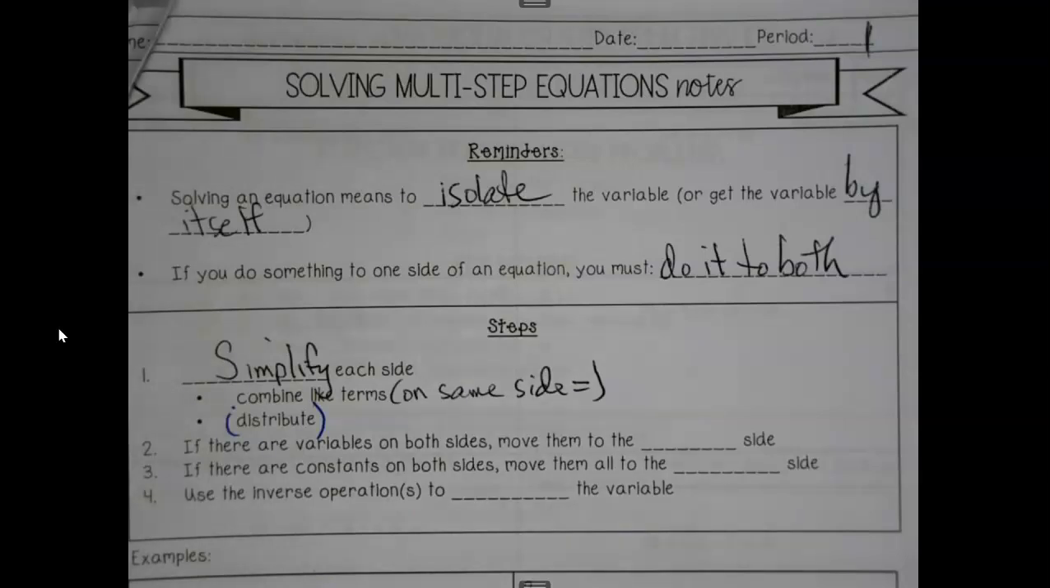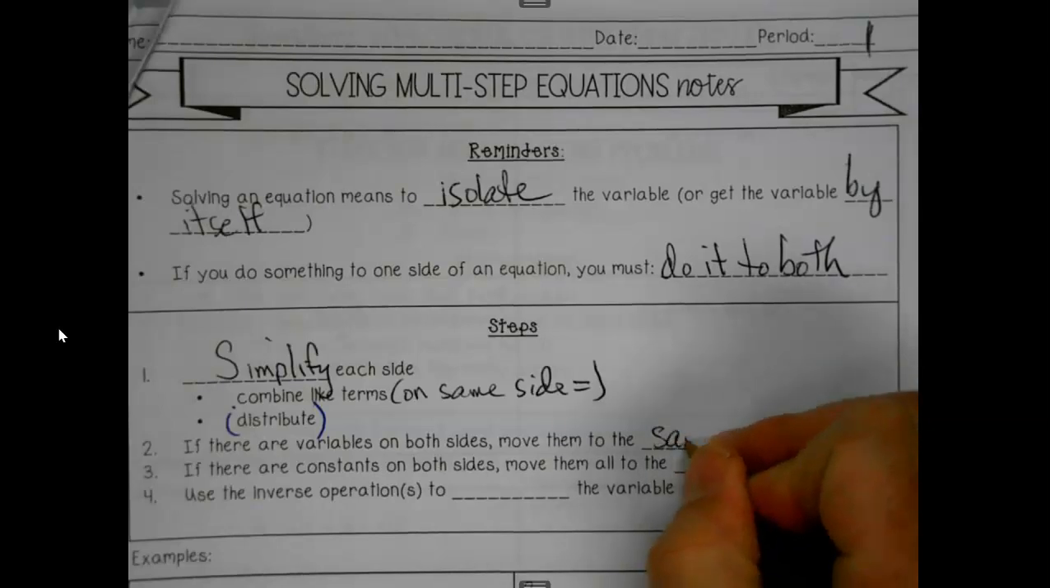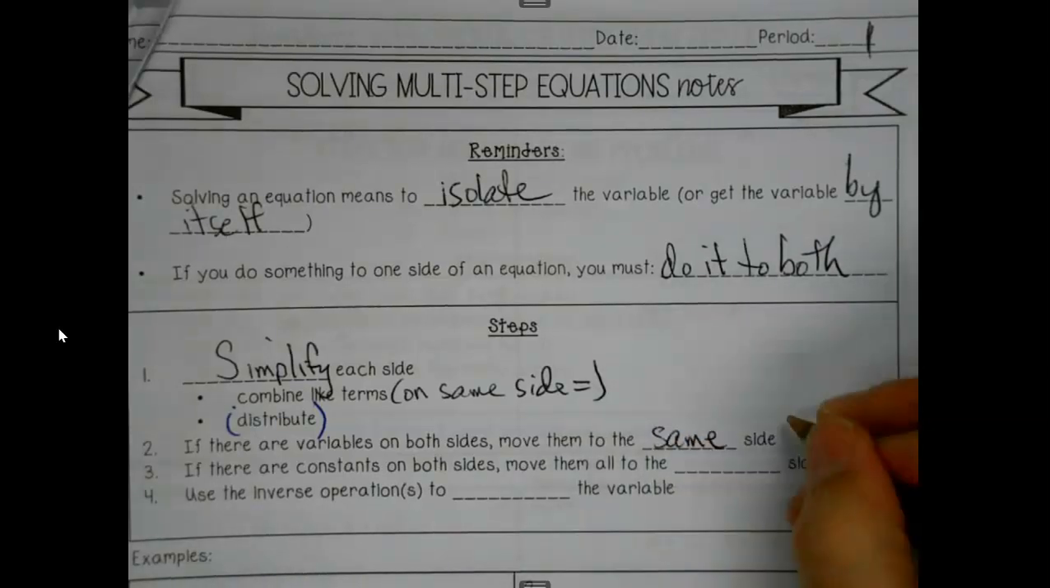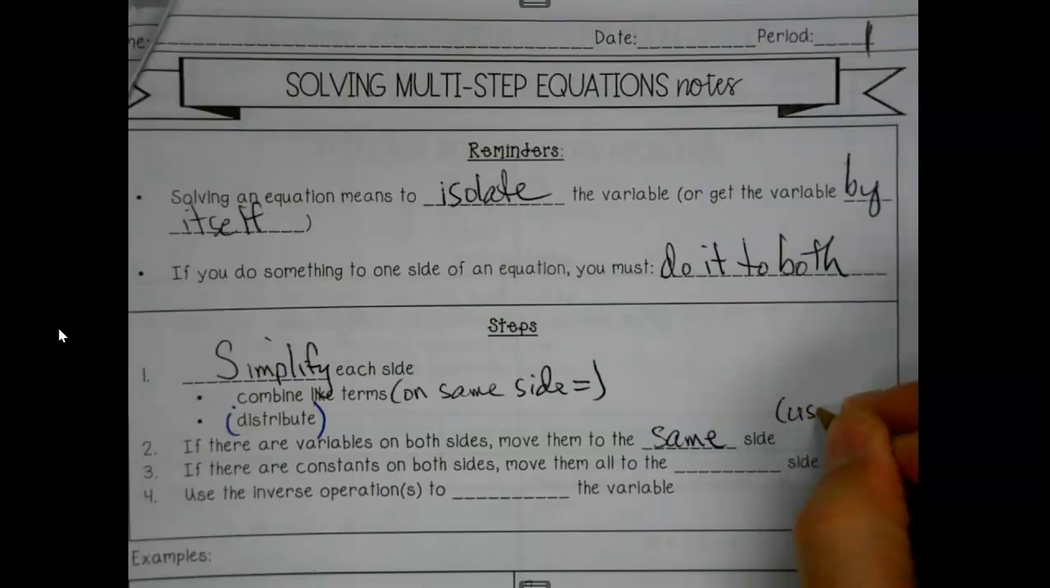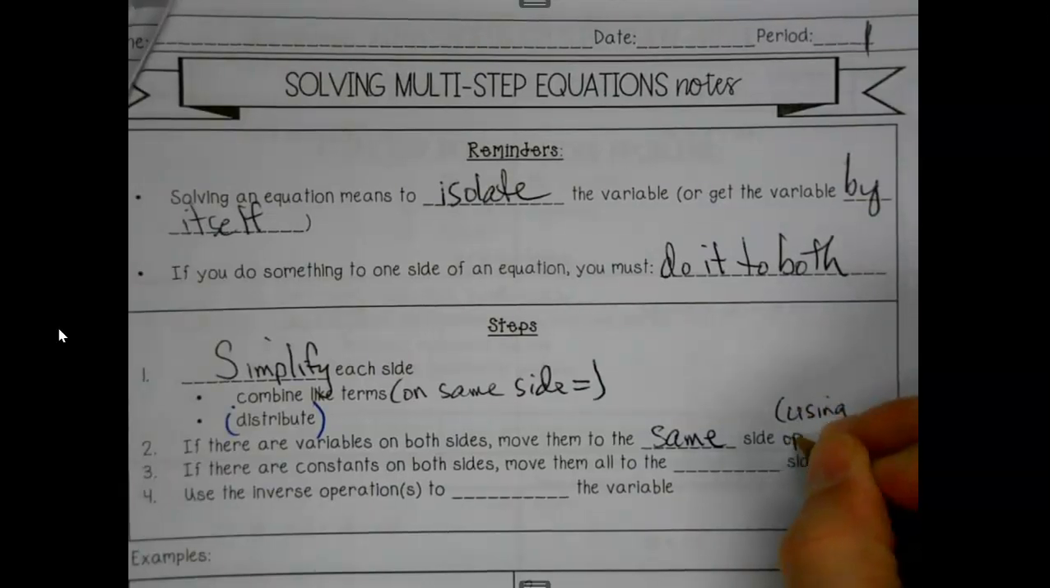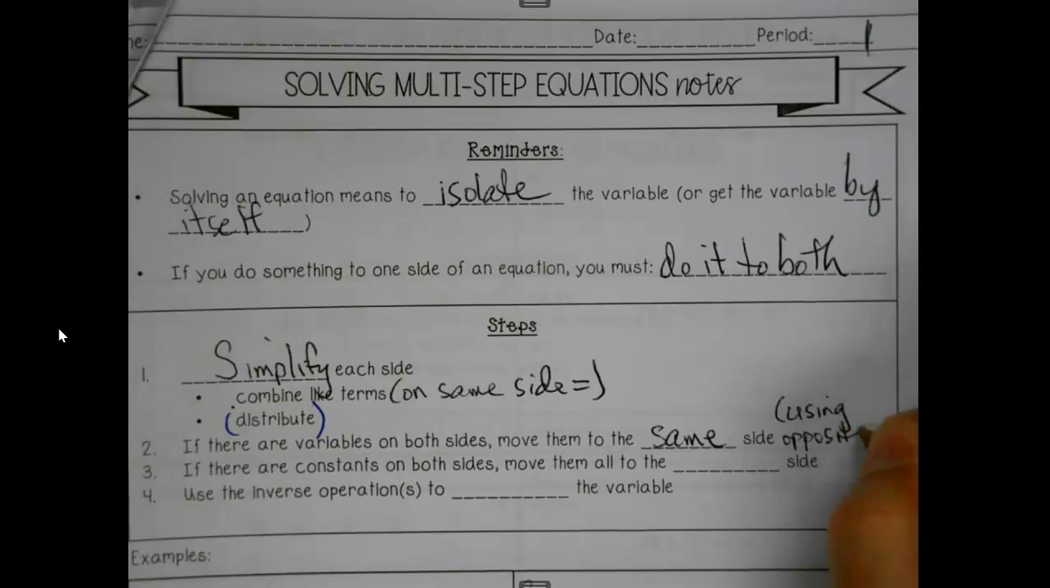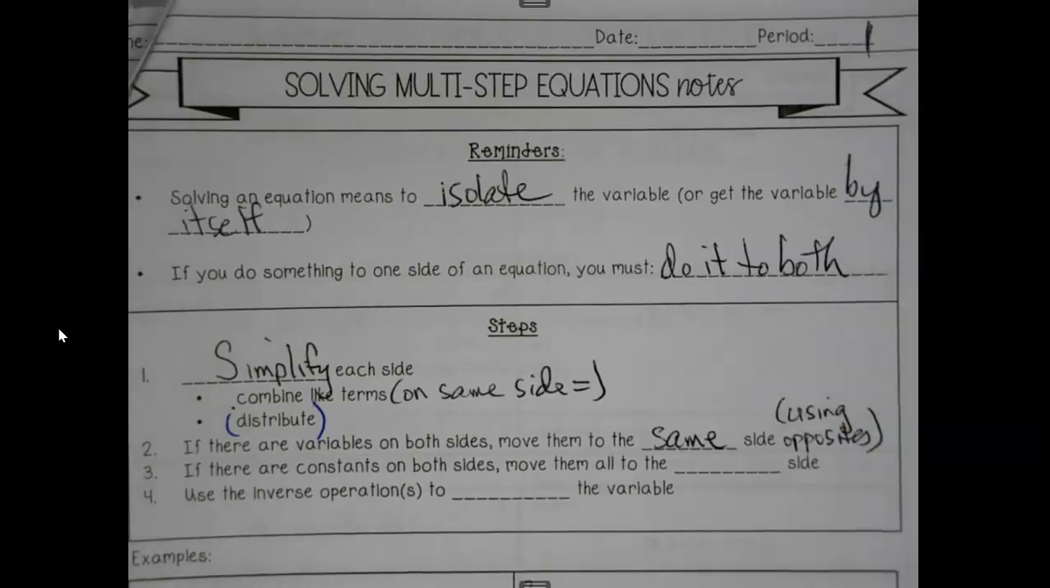So if there's variables on both sides, move them to the same side, but I'm going to add a little something here. Okay, using opposites. So like if I have negative 4x and I need to get it to the other side, I'm going to add 4x and things like that. But that only happens when they're on both sides. Like terms, we don't have to do that. And we'll chat about that some as we get going along here.